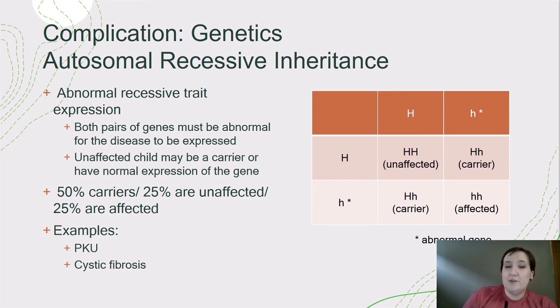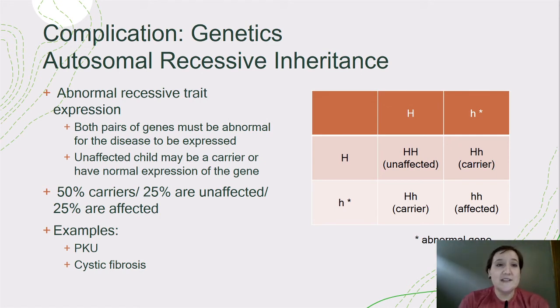Maple syrup urine disease is very similar to that, and that's another one of the disorders that's frequently picked when you do your newborn metabolic screening, just because of the name. I think people get really intrigued by that. But again, we're going to manage that particular disorder by limiting the protein intake.